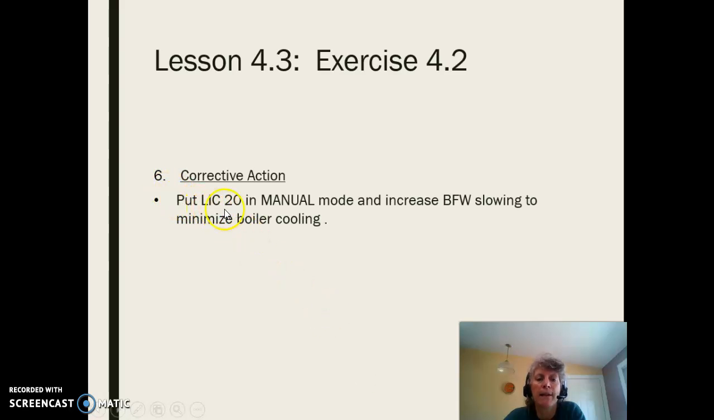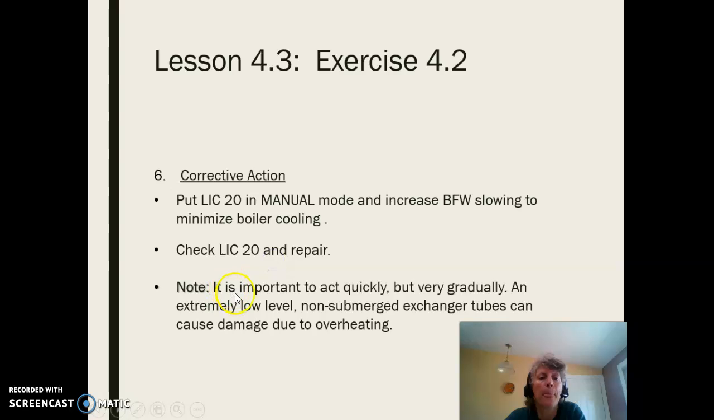I think we should put LIC 20 in manual mode and increase the boiler feed water slowly to minimize the boiler cooling. Okay. Then you're going to check LIC 20 and repair it. It could be the transmitter, it could be the controller. I don't know. Note, it is important to act quickly, but you have to be careful here because now the tubes are being exposed to different temperatures. So an extremely low level and a non-submerged exchanger could cause damage to the tubes. Okay, so this is something you would have to do carefully.